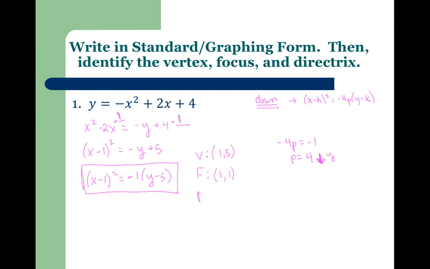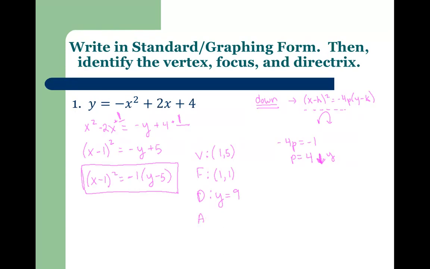To get to the directrix, I'm going to have to go up 4, right? If it's opening down, that means that my directrix is going to be horizontal. So it's going to be y equals, if I go up 4, 9, right? So I add 4 to my y value. I subtracted 4, and then I added 4. Yeah, that was what it was looking for, right?